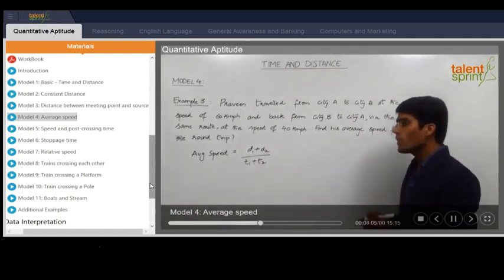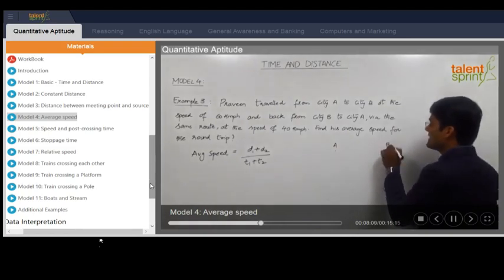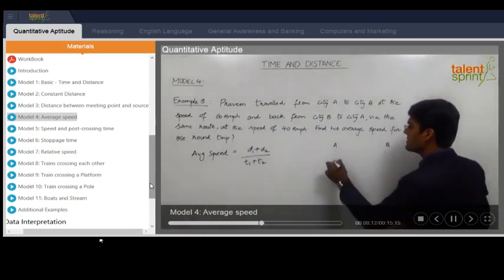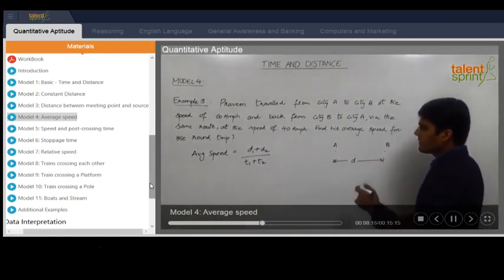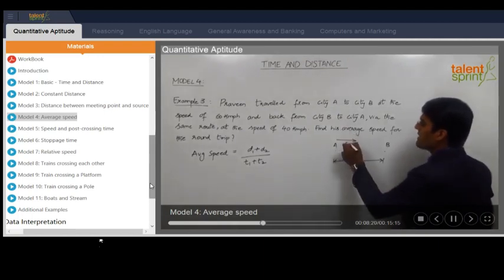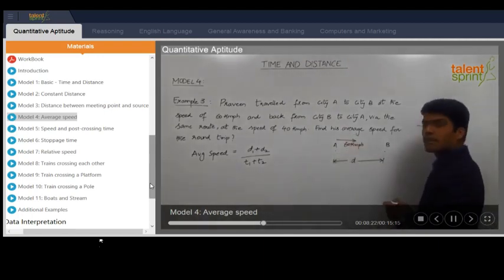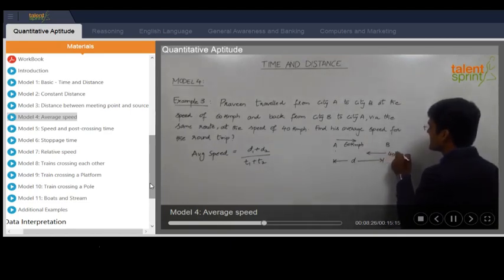Now, an important point to be noted here is, let us assume that these are the two cities, city A and city B, and the distance between these two cities is equal to d. Now, as the question says, while moving from city A to city B, Praveen traveled at the speed of 60 kilometers per hour. And while going back from B to A, his speed was 40 kilometers per hour.